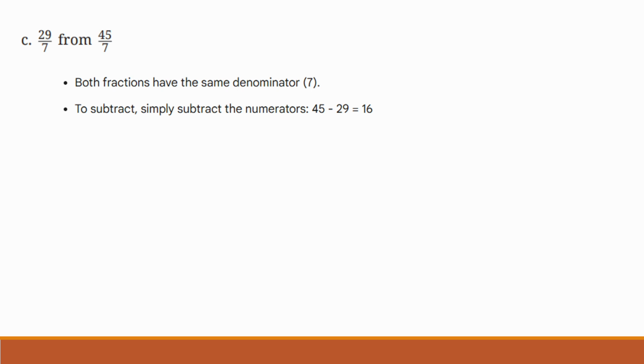Next one, subtract 29 by 7 from 45 by 7. Here, both fractions have the same denominator, 7. To subtract, simply subtract the numerators. 45 minus 29 is equal to 16. So the result is 45 by 7 minus 29 by 7 is equal to 16 by 7. This is equal to 2 2 by 7. 2 into 7 is 14. Remainder is 2. So 2 2 by 7.